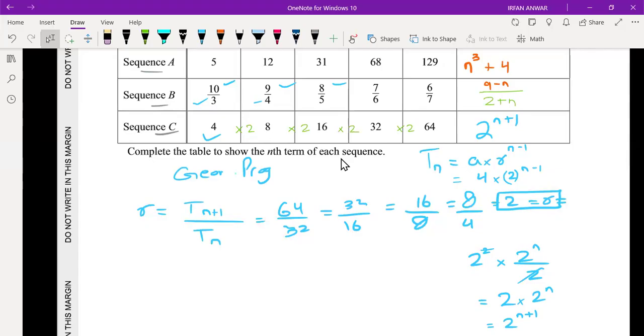So the final tip is if you can recognize whether something is cubic, which was this one, n cubed plus 4, or arithmetic, which was sequence B, or geometric progression, these questions are guaranteed marks. Don't skip them in practice, they're easy wins.